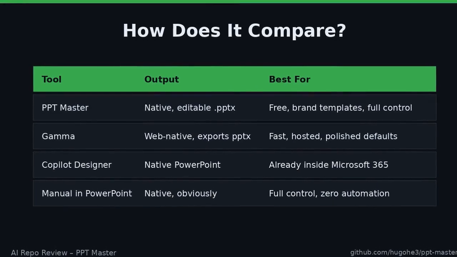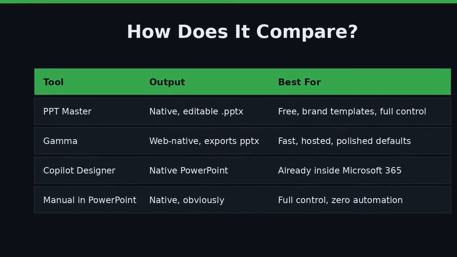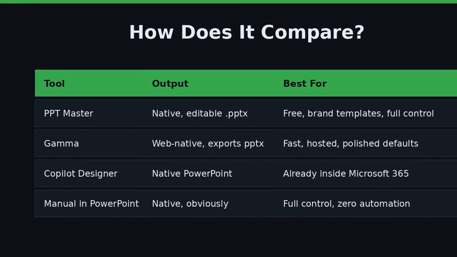So how does it stack up? Gamma is the closest mainstream comparison, slick, hosted, and fast, but it's a web product with its own opinionated style. Microsoft's own Copilot Designer lives right inside PowerPoint, which is convenient if you're already paying for 365. PPT Master's edge is that it's free, open source, and works with whatever template your company already uses, at the cost of needing an agent tool set up first, which isn't zero effort.